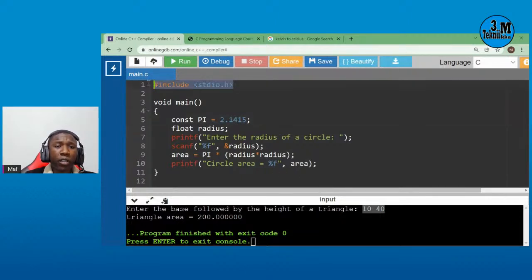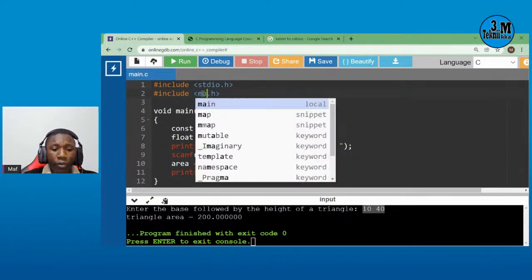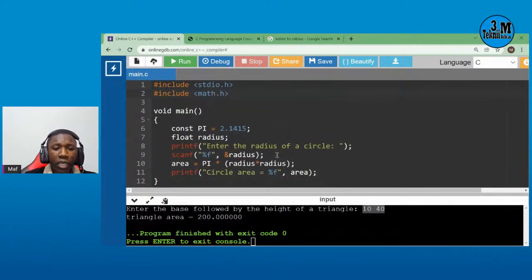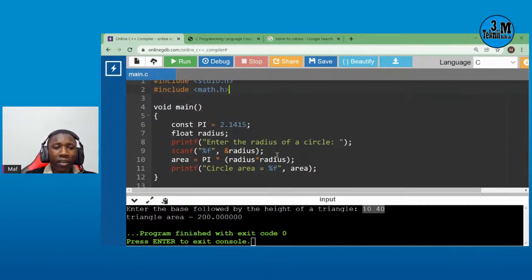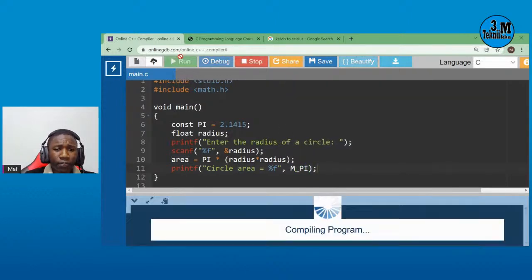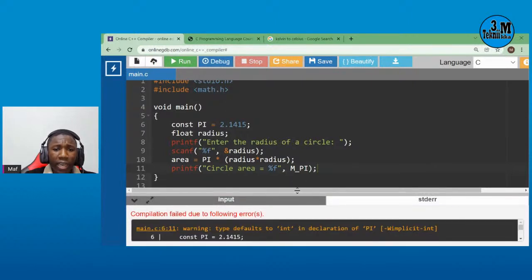If you want to print pi, you have to include here a library, the library math.h, and inside that library you have a const called M_PI. So let's try this. Yeah, I have a problem here. It's saying warning, type defaults to int of p.